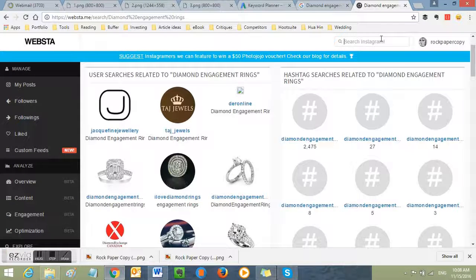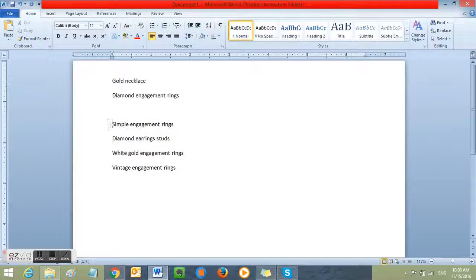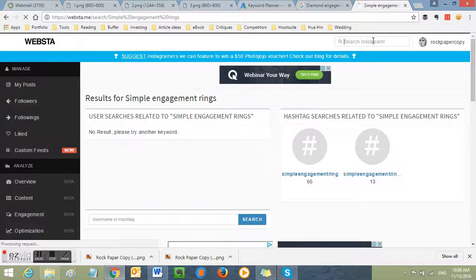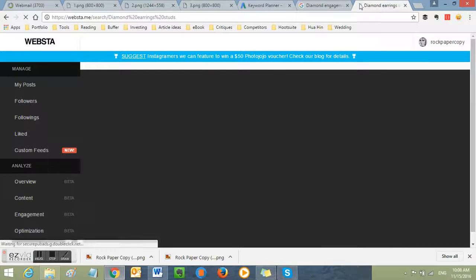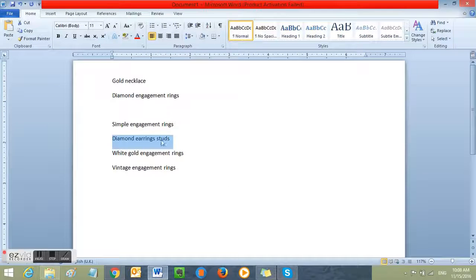What I'm going to do, I'm going to make a big gap between those two, so we know that one group performs much better than the other one. I'm going to test the third phrase. That doesn't look too good. Only one hashtag, so obviously keywords and hashtags still are not that similar in terms of searches.